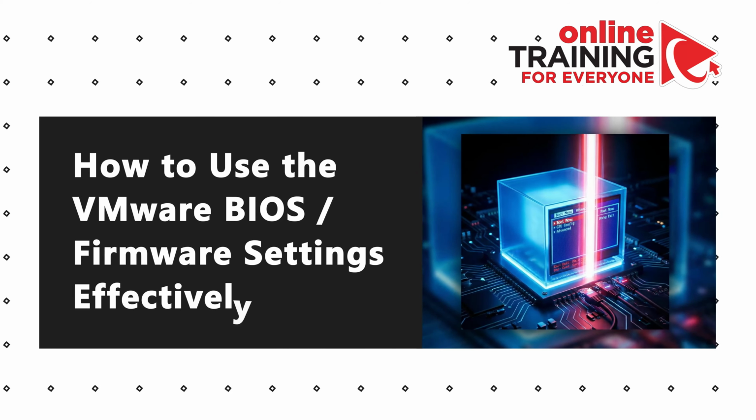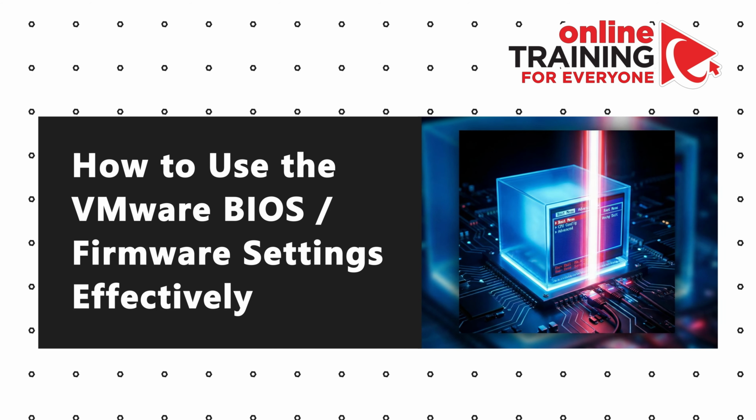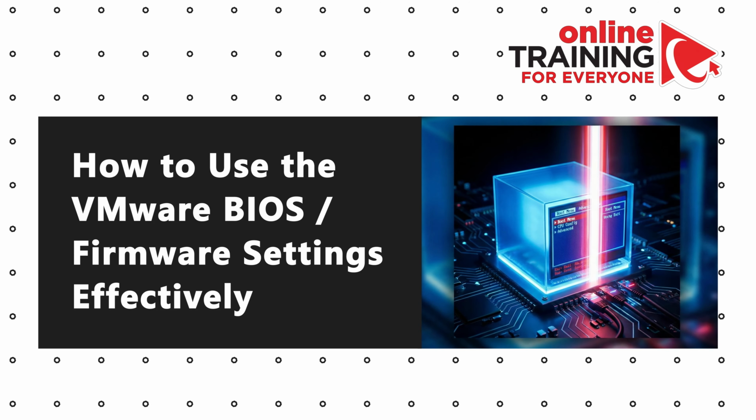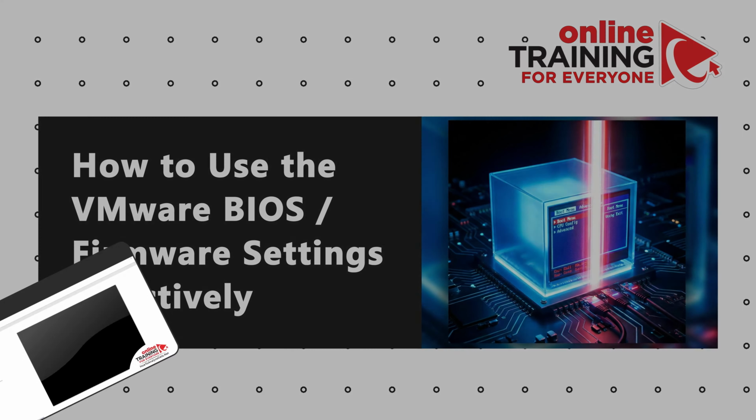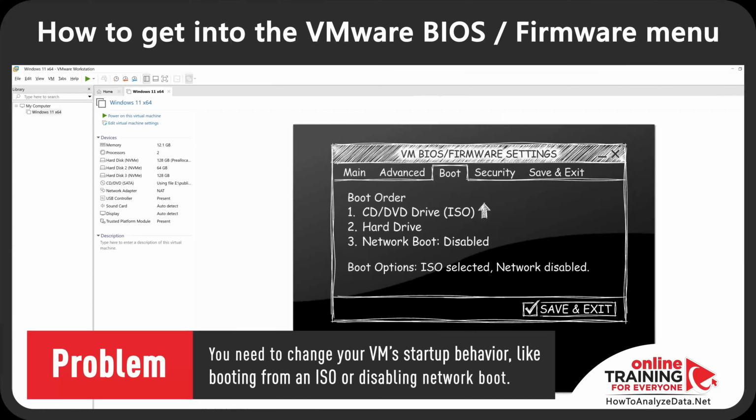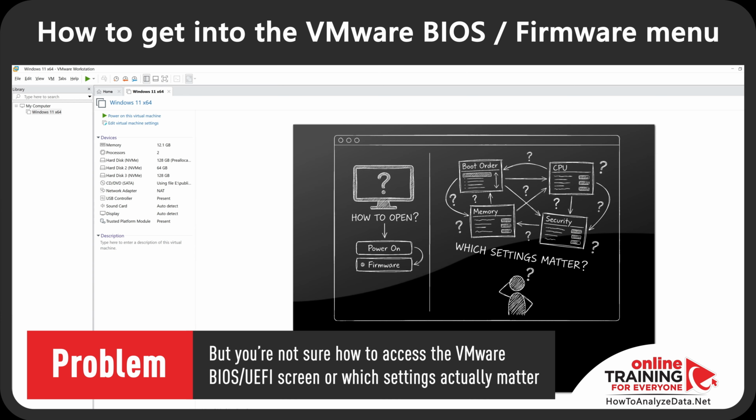Let me share with you how to use VMware BIOS and firmware settings effectively to make changes in VM low-level configuration. Here's the problem. You know that you need to change your VM startup behavior, for example, booting from an ISO or disabling a network boot, but you're not sure how to open the VMware BIOS or UEFI screen, or which settings actually matter in the virtual machine.